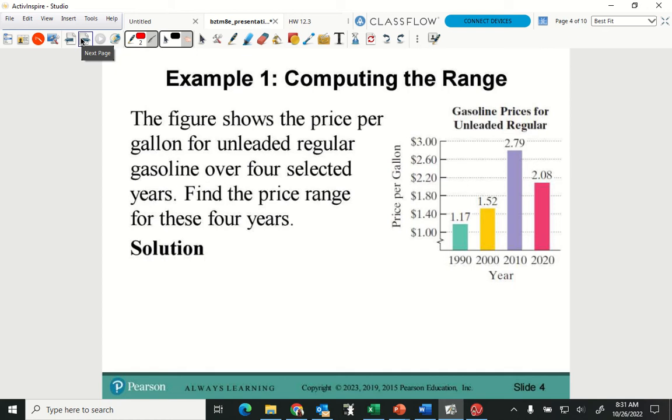Computing the range. The figure shows the price per gallon for unleaded regular gasoline over 4 selected years. Find the price range for these 4 years. According to my definition for the range, I would take the highest, and then subtract the lowest. So, what do you think the highest was? Minus the lowest, which is?